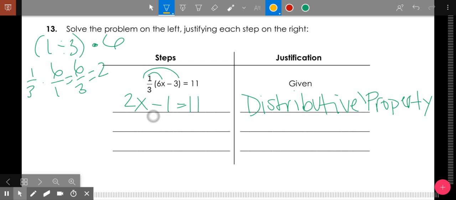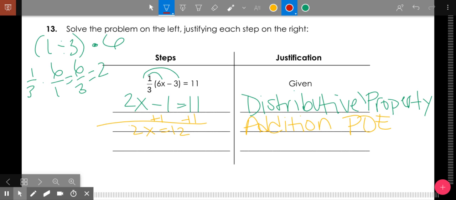Okay, next I'm going to add this 1 over. So I get 2x equals 12. Since I'm adding, it is my addition property of equality.